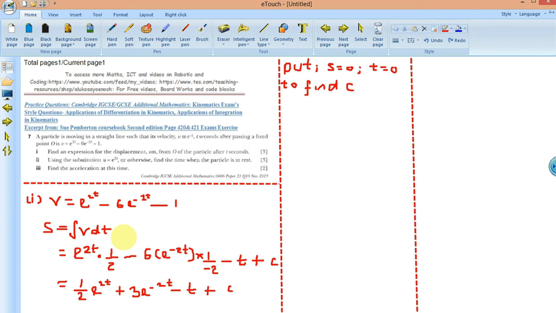From this function we have here, we want to find c now. So what do I have? I have half, because this is not the complete function. I need the value for c. So half times e^0, because 2 times 0 is 0, plus 3e^(-0), minus 0, no problem, just use your calculator, minus 0, plus c, equals s, and s is 0, so it equals 0. Definitely e^0 is 1, so that's a half.